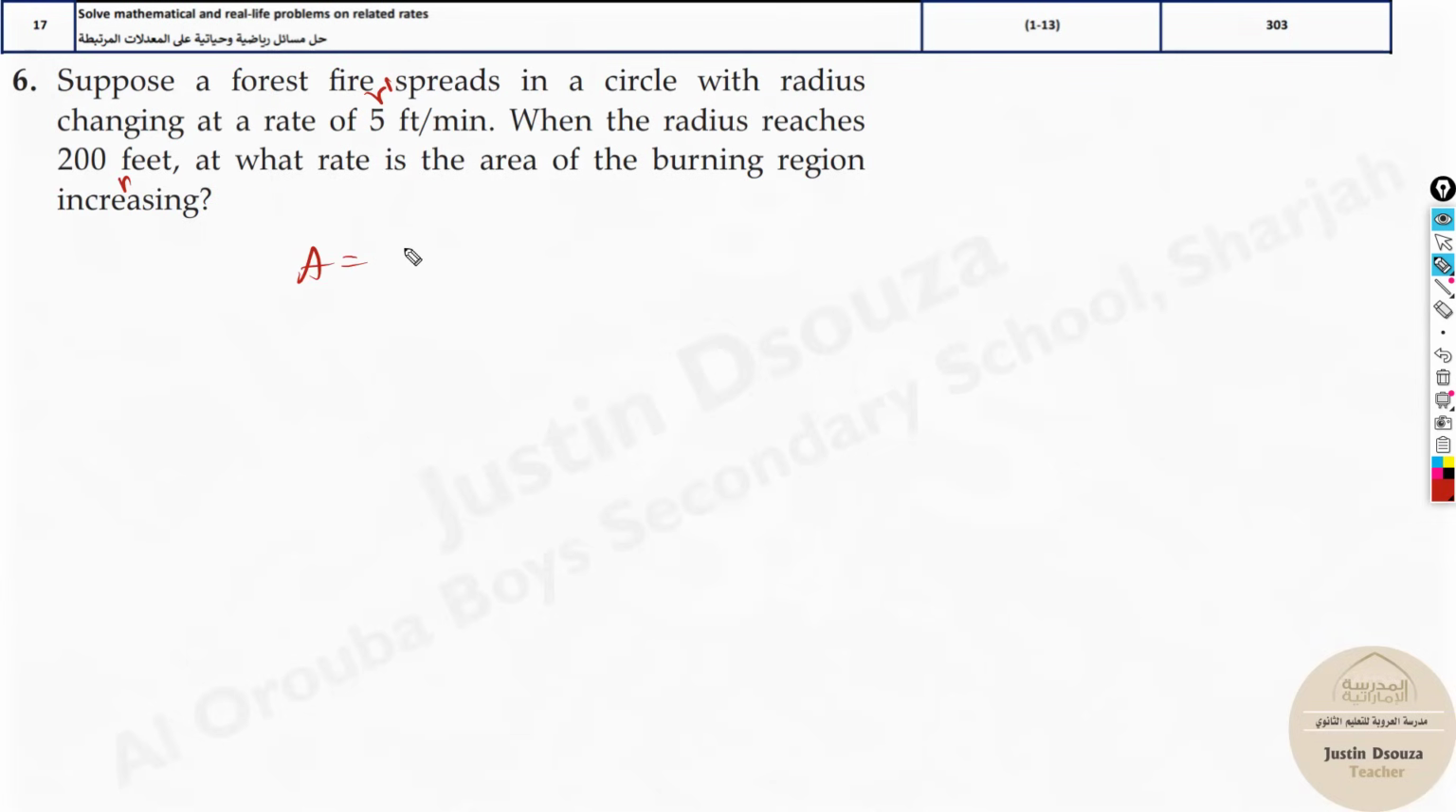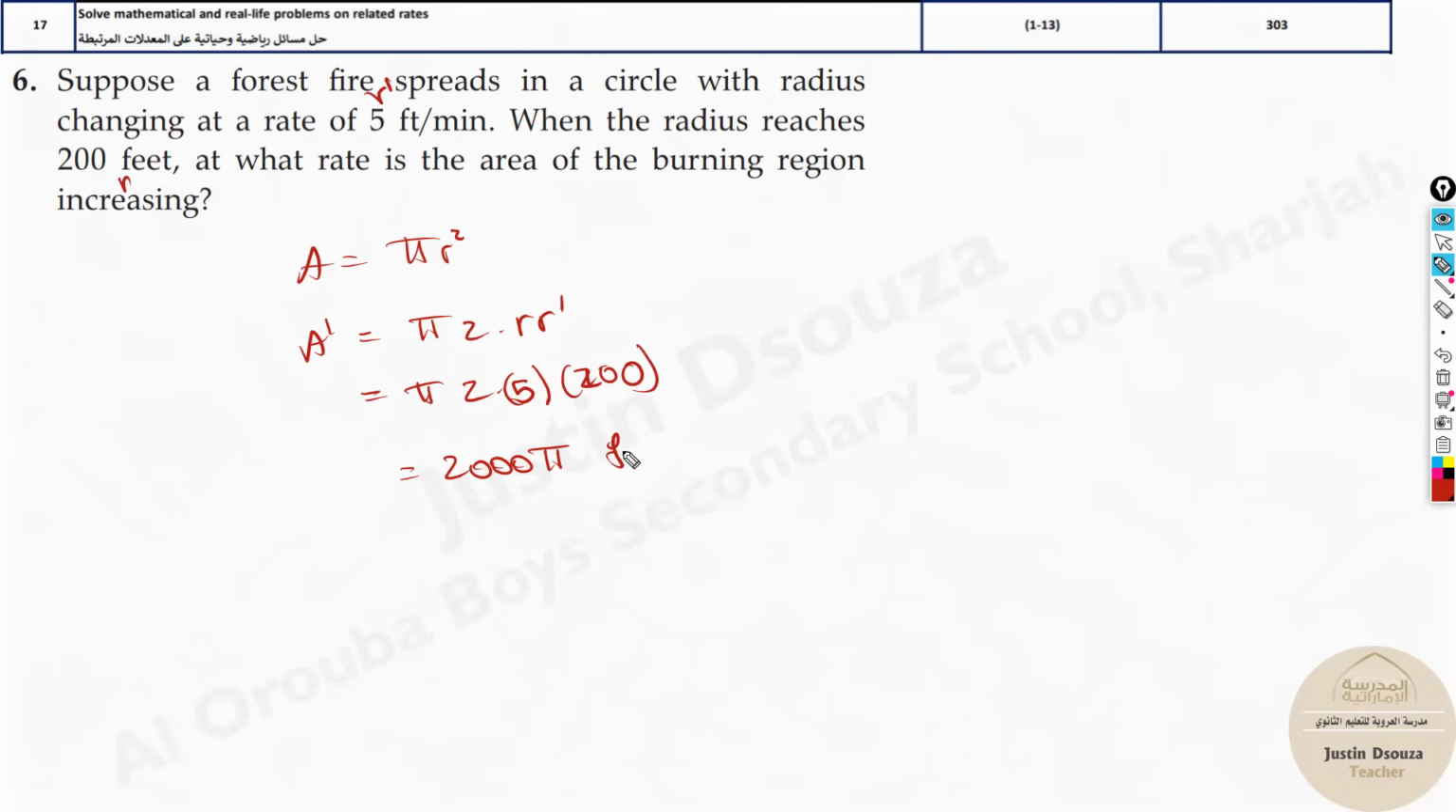Area is, this is circular, pi r square. Just differentiate both sides. It will be A dash is equal to pi into 2 times r into r dash. Now substitute all that you know. Pi times 2 times what is r? r dash is 5, and r is 200. Multiply here: 5 times 2 is 10, 10 times 200 is 2000, 2000 pi.